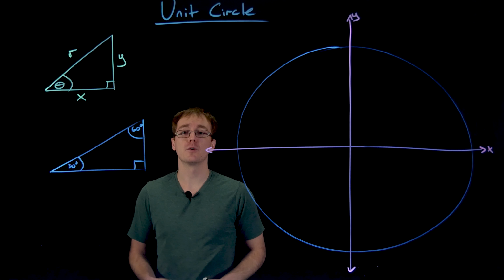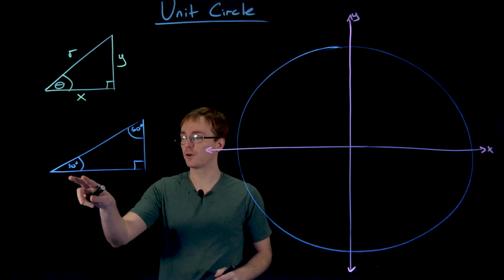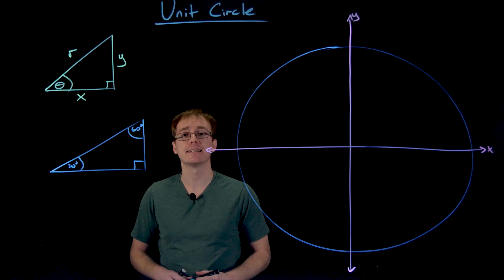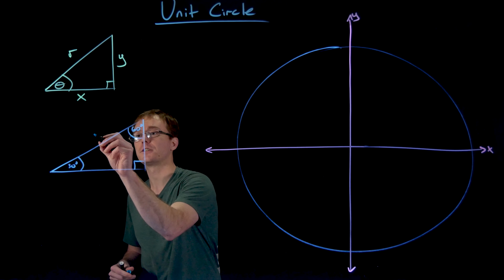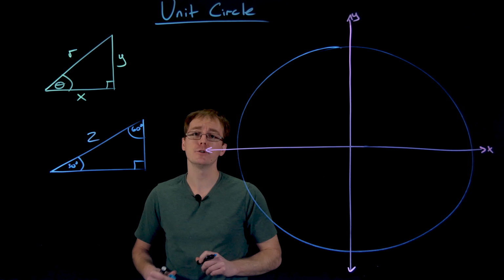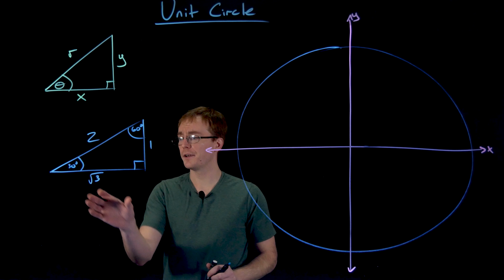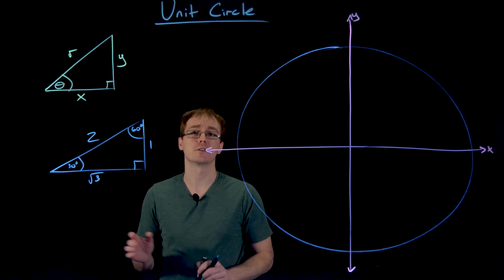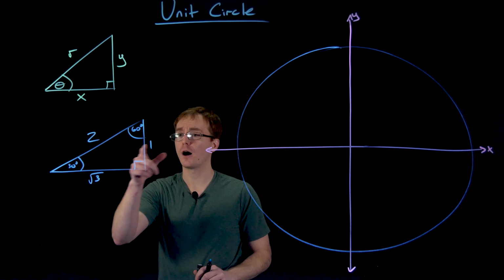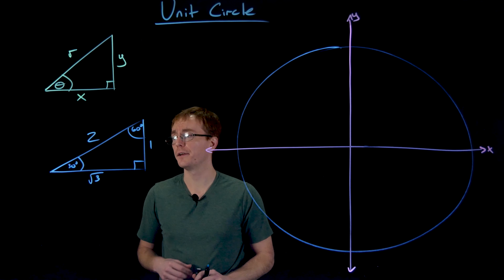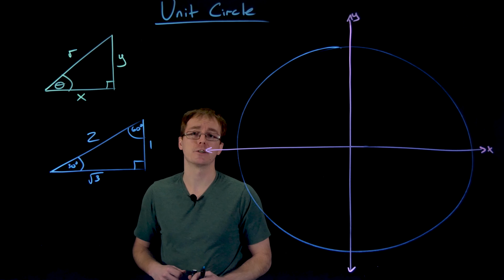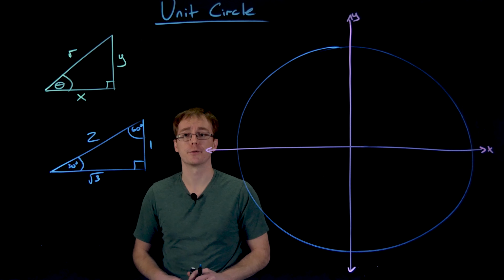In our earlier video, when we were discussing this special triangle with those angles of 30, 60, and 90 degrees, we started with the triangle having a hypotenuse of 2. And what we ended up finding was that the height of our triangle was 1, and the base of our triangle was the square root of 3, or the side opposite our 30-degree angle was 1, and the side opposite our 60-degree angle was the square root of 3.